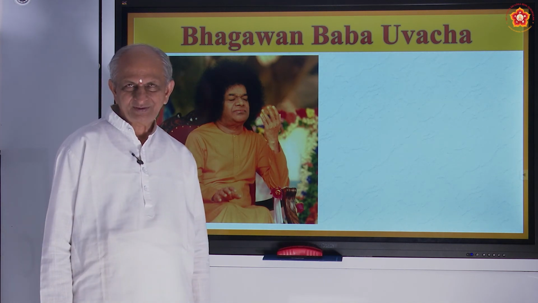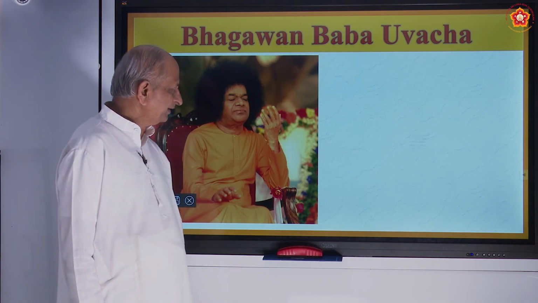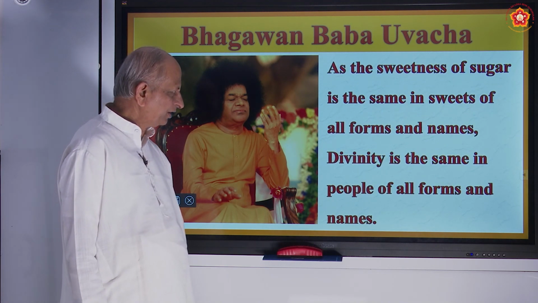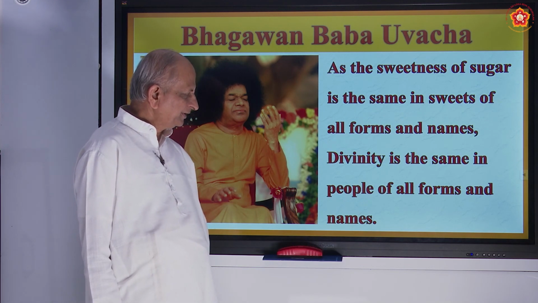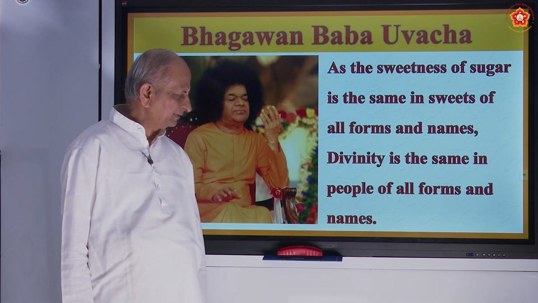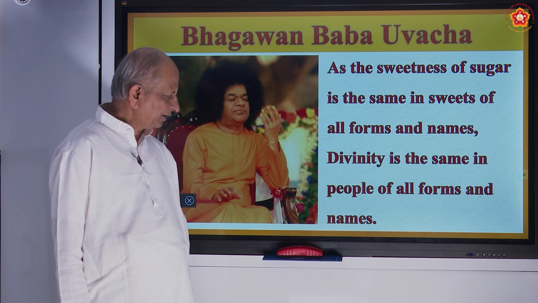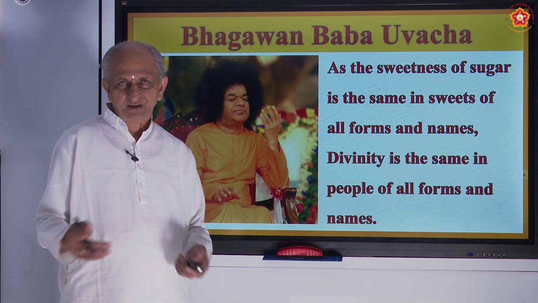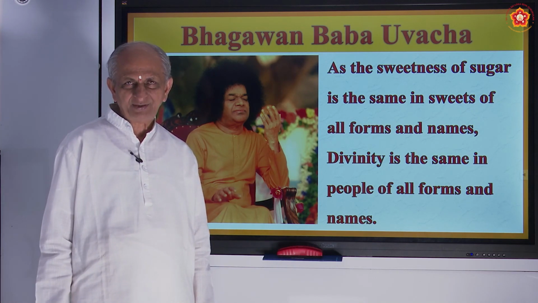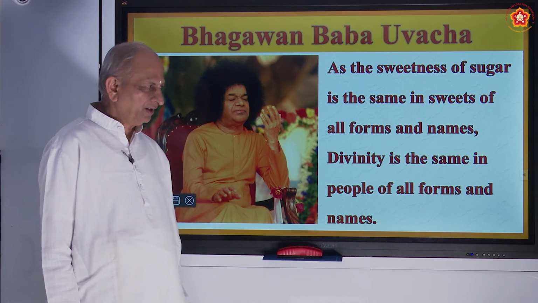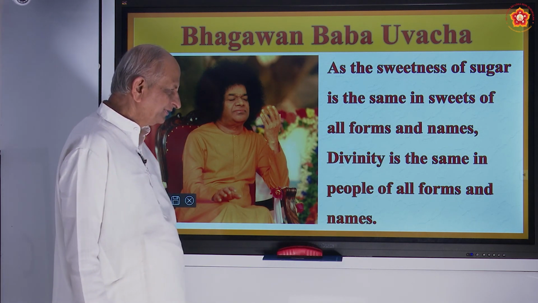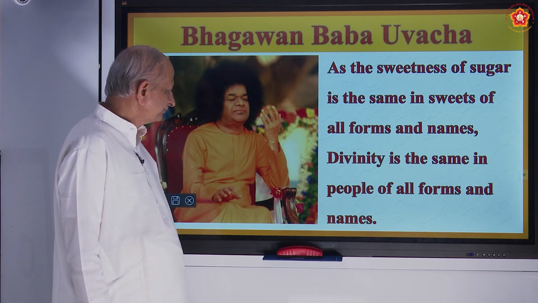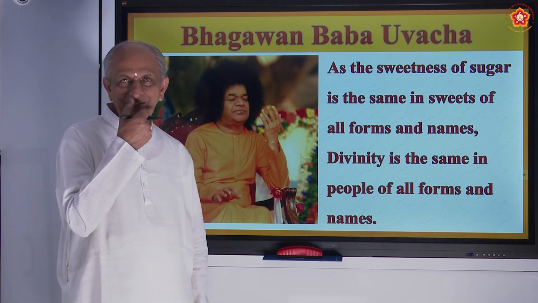Uvacha means tells. Bhagavan Baba tells, as the sweetness of sugar is the same in the sweets of all forms and names, divinity is the same in all people of all forms and names. So God is there in each one of us. That's why it is called Aham Brahma, Sarvam Brahma. All our thoughts, words, actions are all reflections of the same God. Okay? Just as sweets are different but sugar is the same.